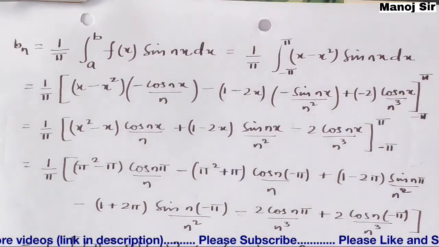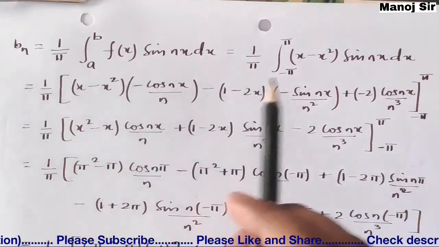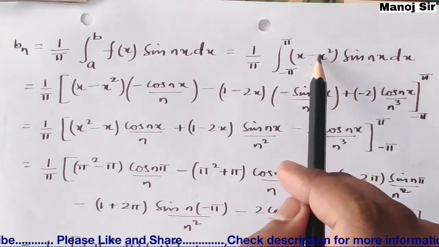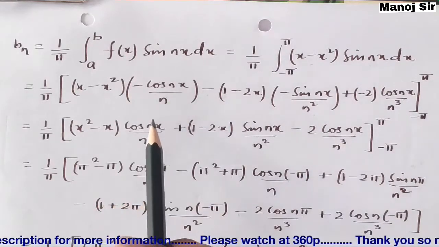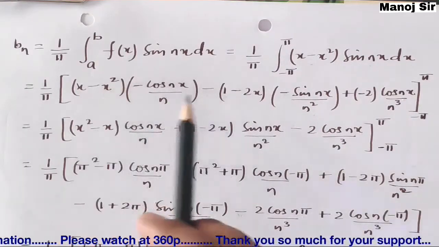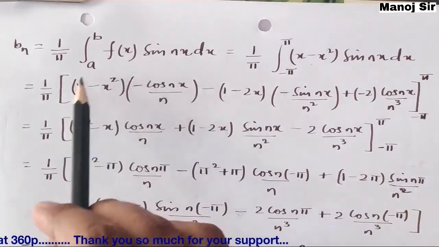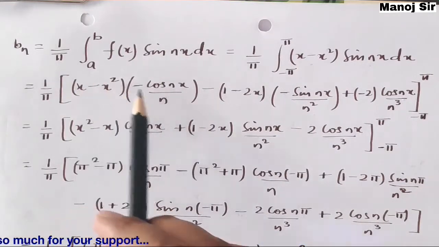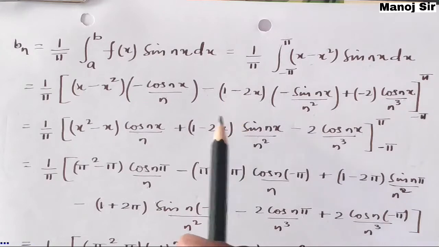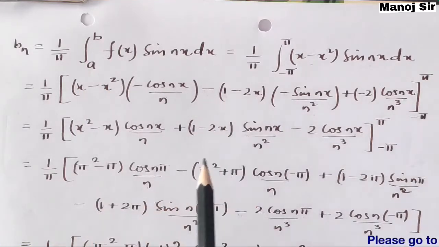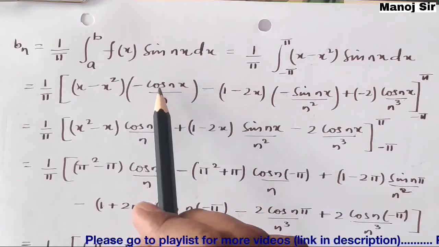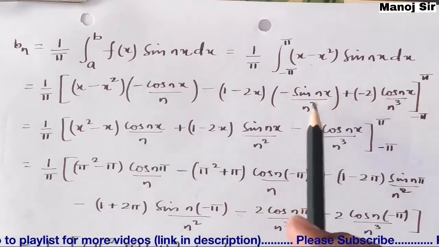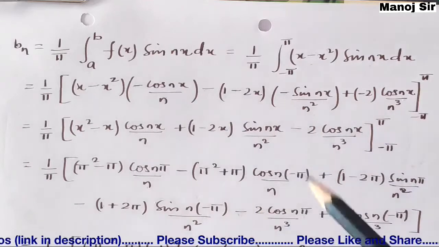1 upon pi is as it is. This is first function, this is second function. The first function as it is, integration of second function, that is minus cos nx upon n. First term positive, second term negative. Differentiation of first part, that is x minus x square, will become 1 minus 2x. Now integration of this part, negative is as it is. The integration of cos is sin nx upon n into n will become n square.